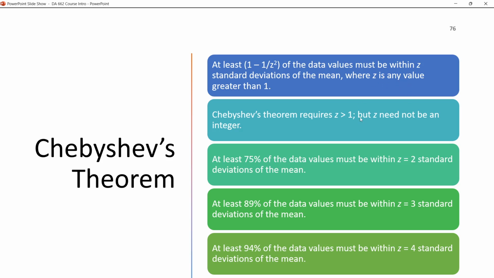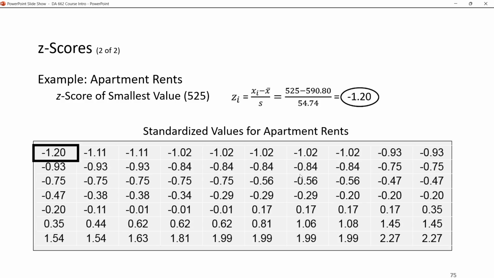So for instance, if I plug in z equal to 2, this works for any number greater than 1, by the way. Plug in 2, and then come back to here and say, okay, 1 minus 1 over 2 squared, that would be 1 minus 1 over 4. So 1 minus 1/4 is 3/4. At least 3/4 of the data must be within 2 standard deviations of the mean. Well, sure enough, I've got way more than 3/4 of the data here within 2 standard deviations of the mean, just relying on these z-scores to tell me that.